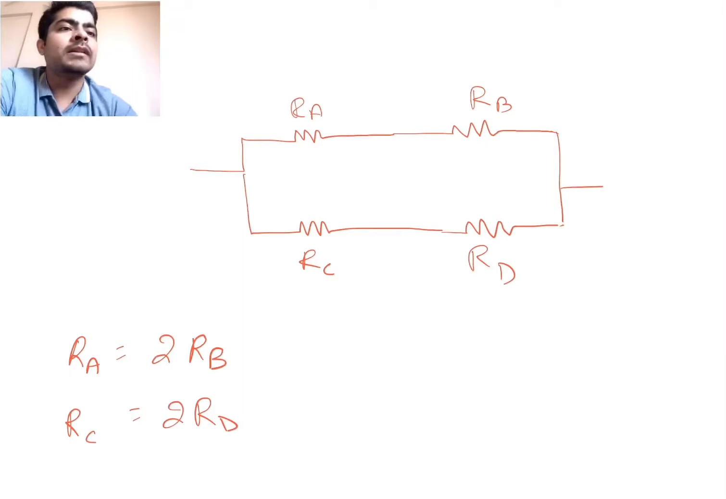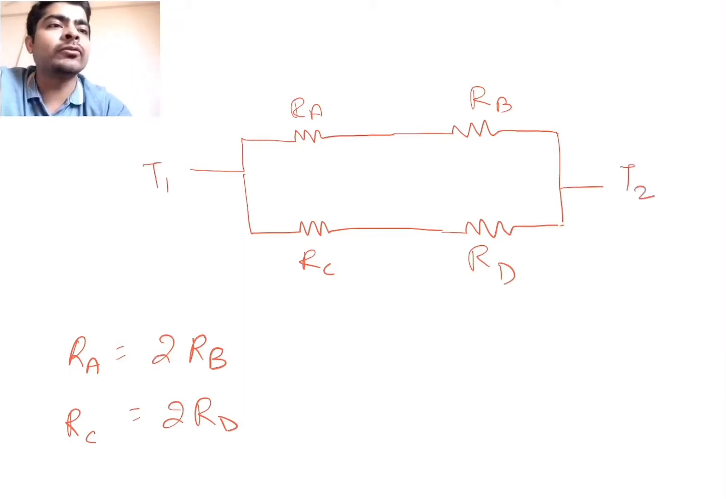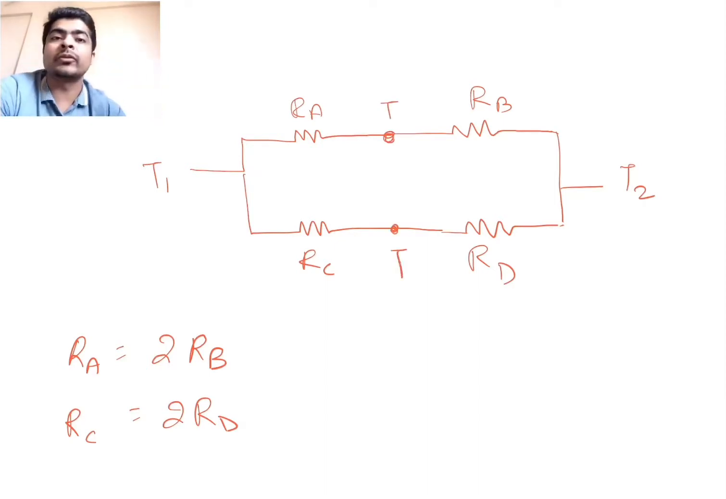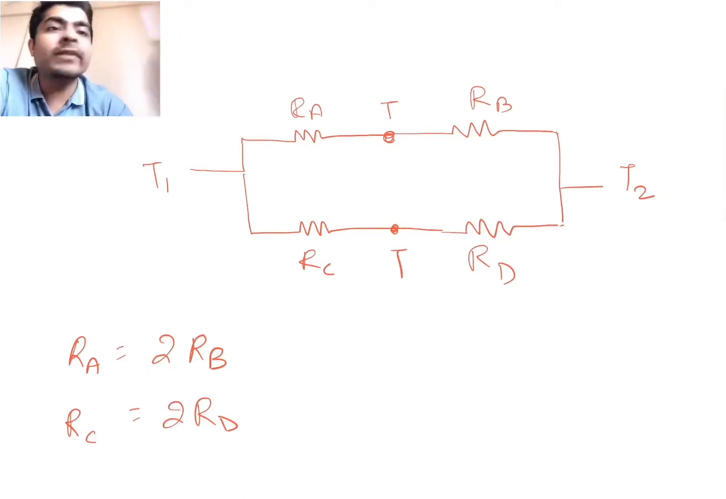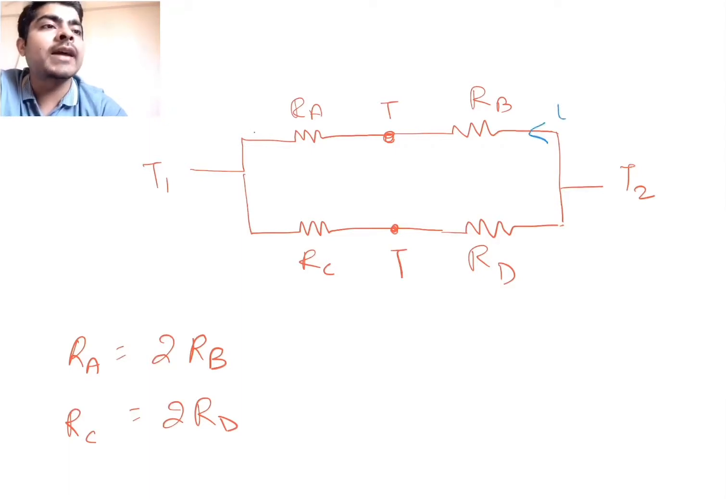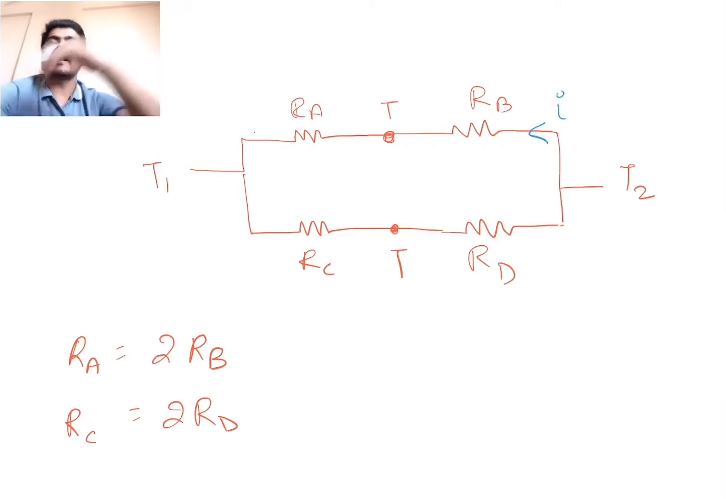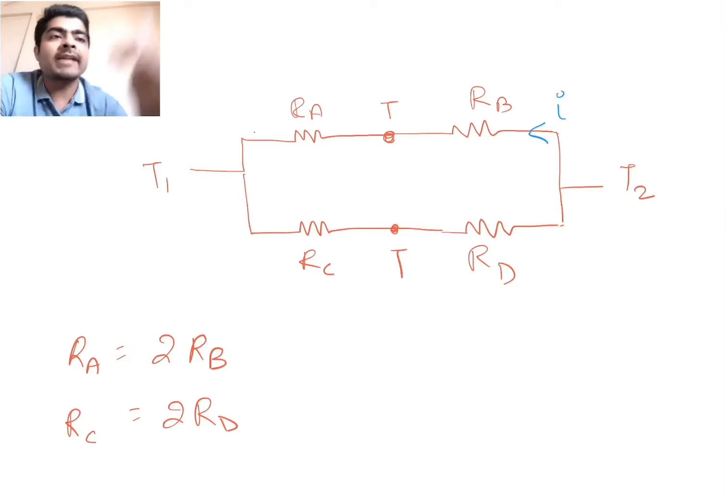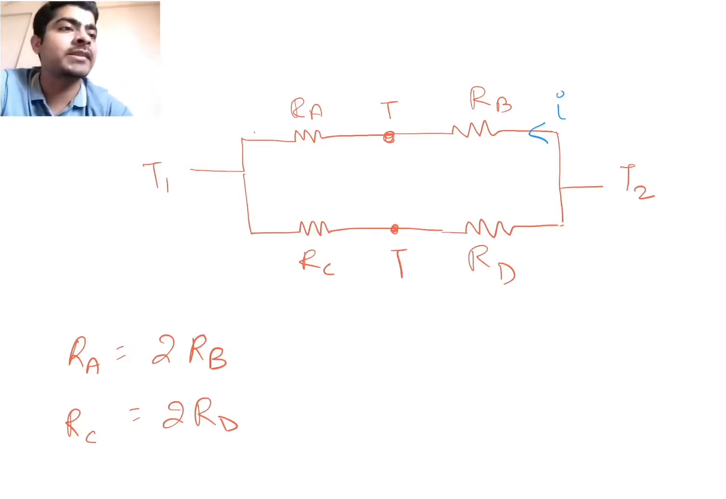Okay, now here temperature is T1, here T2, here temperature is T, here also temperature will be T, because like I told you, the rod F is having uniform temperature, so this end and this end will have same temperature. Simple. Now we need to find the value of T. So for that, let's assume that a thermal current I is flowing through the upper branch. Since the upper branch and lower branch have same resistance, here also the current will be I.